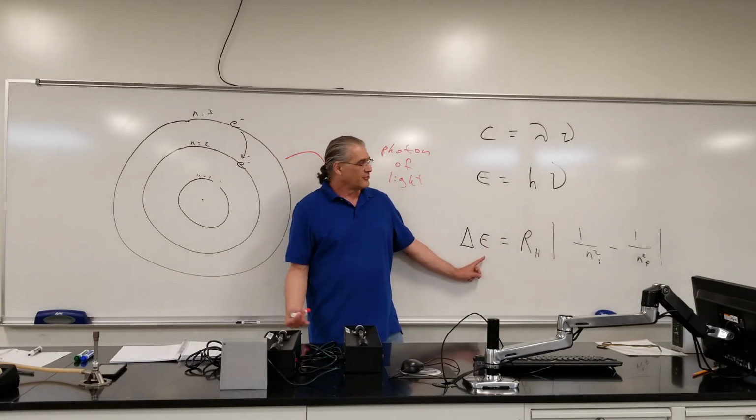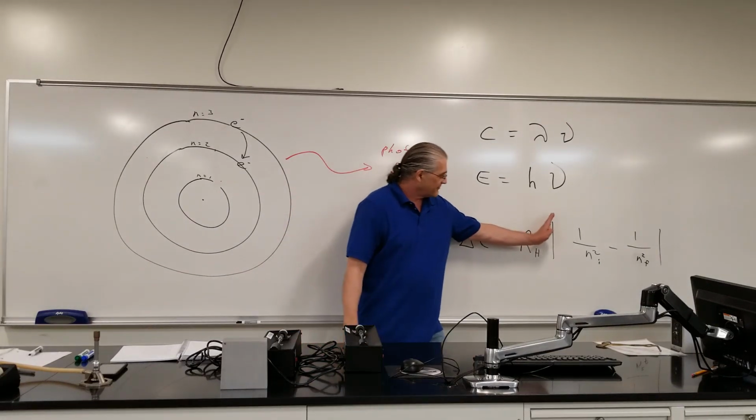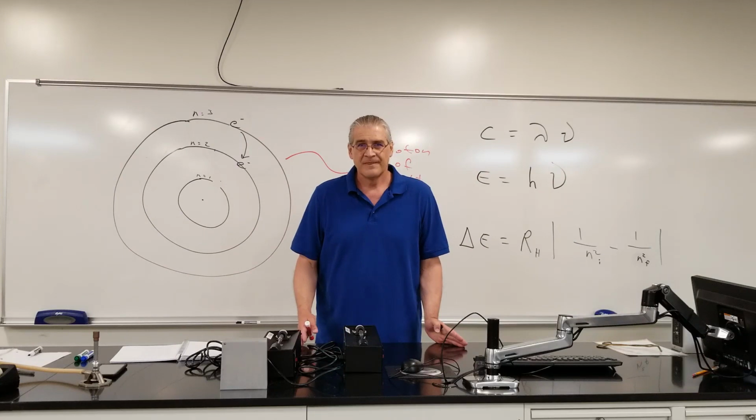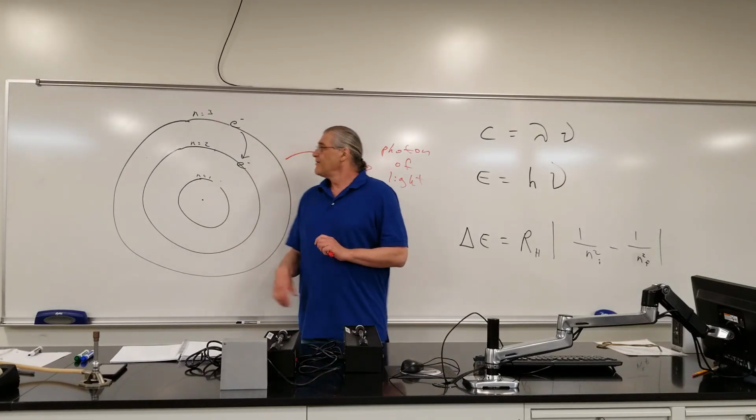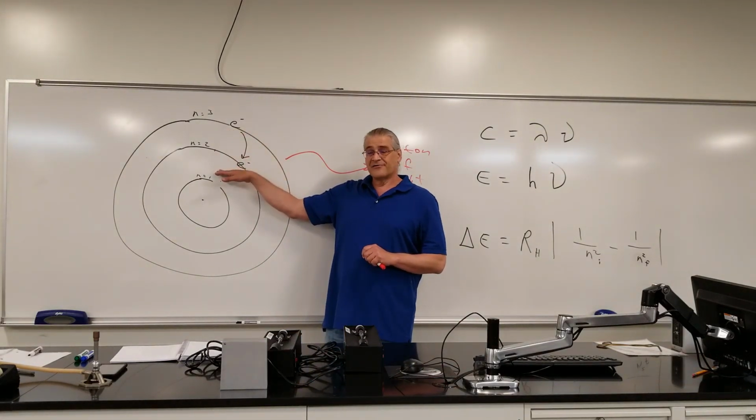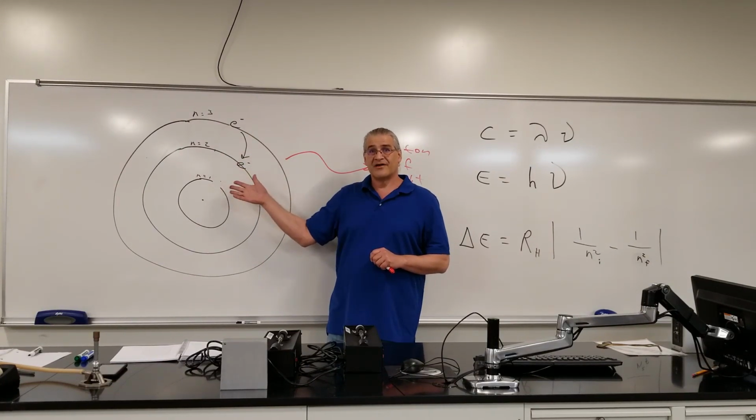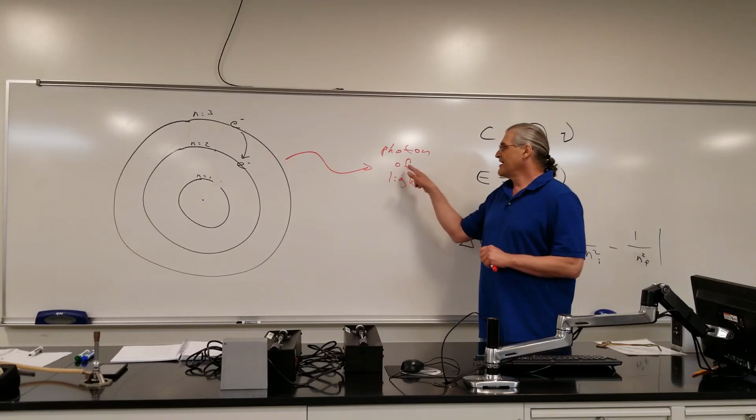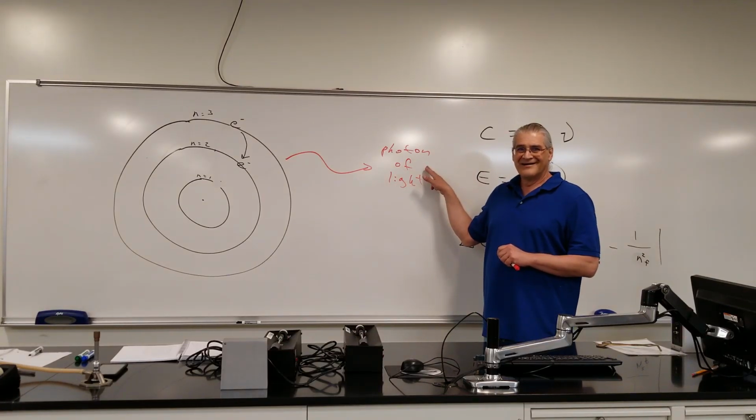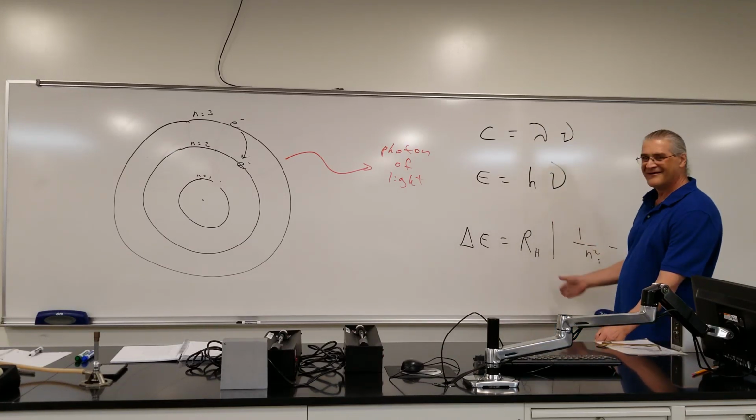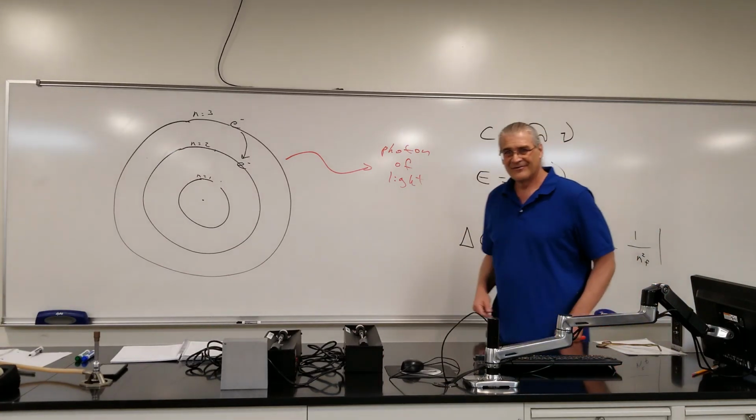In the lab manual, we have that equation written with these straight up and down lines which indicate absolute value. The reason we do that is, well, the energy change for the electron is a negative number. The electron lost energy, it's going to be a negative number. You never get a negative number for the photon of light. Light has a positive energy, so if we use absolute value here, we get a positive value for that.